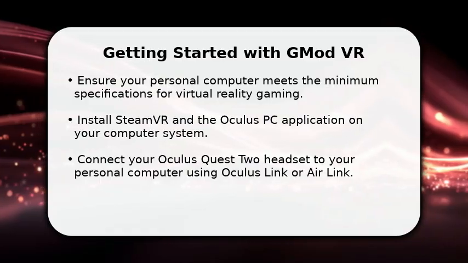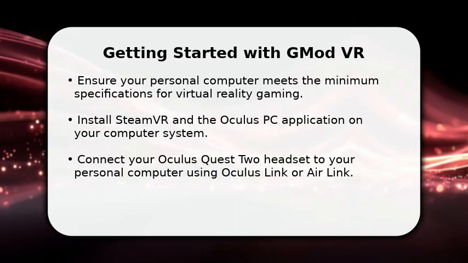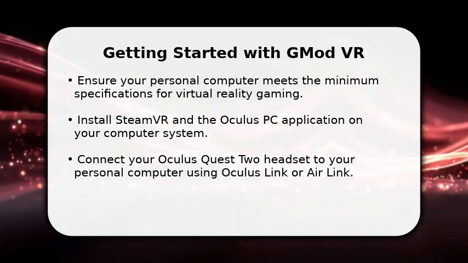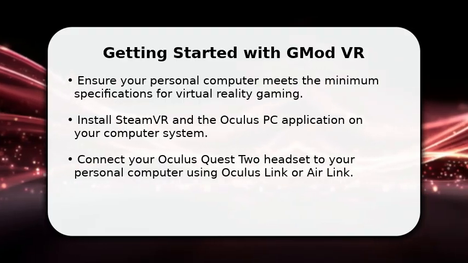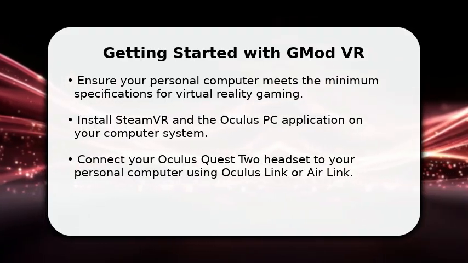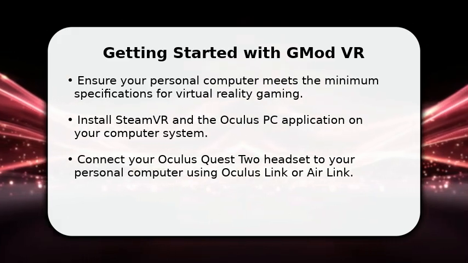Begin by installing SteamVR and the Oculus PC application. These are essential software components for connecting your headset. Then, connect your Quest 2 to your computer using either a physical Oculus Link cable or the wireless AirLink feature. This establishes the crucial connection.